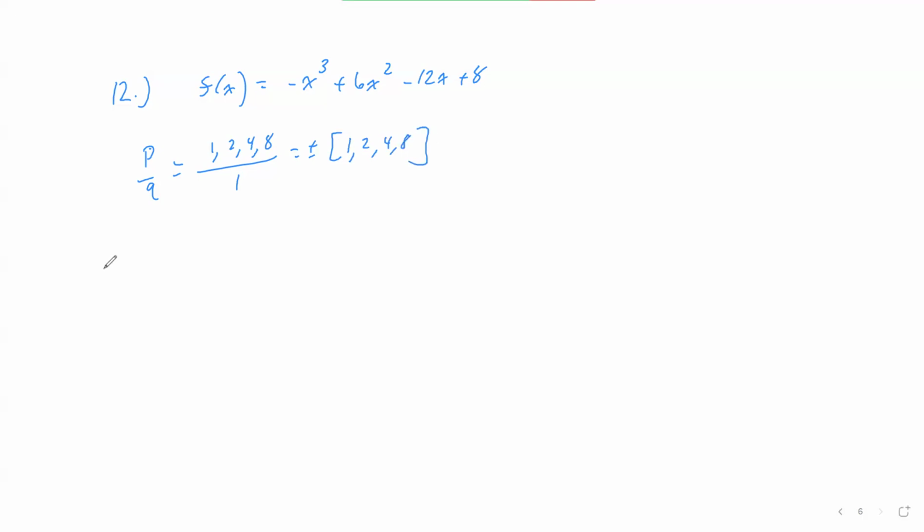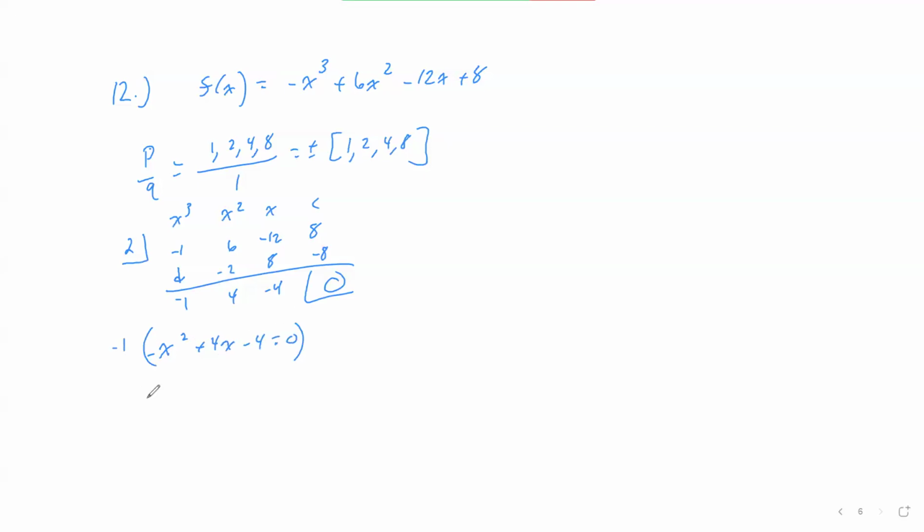So now I'm going to try a potential 0. And let's try 2. So it's going to be x cubed is -1, x squared is 6, x is -12, c is 8, -2, 4, 8, -4, -8. So this gives me -x squared plus 4x minus 4 equals 0. So then I'm going to multiply it all by negative because I don't like the negative. So that's going to be positive x squared minus 4x plus 4 equals 0.